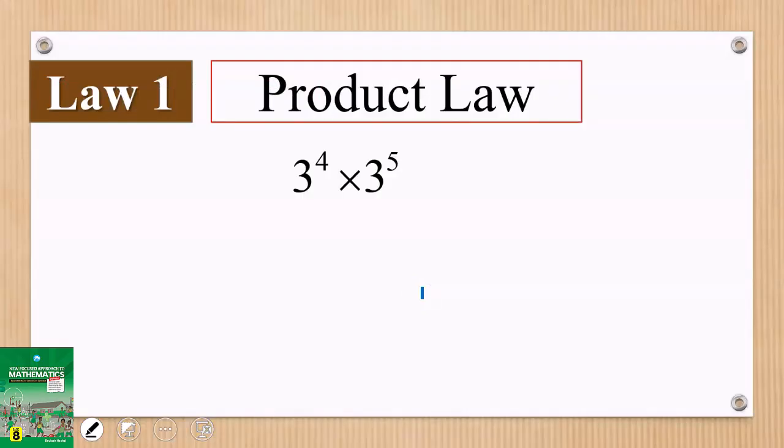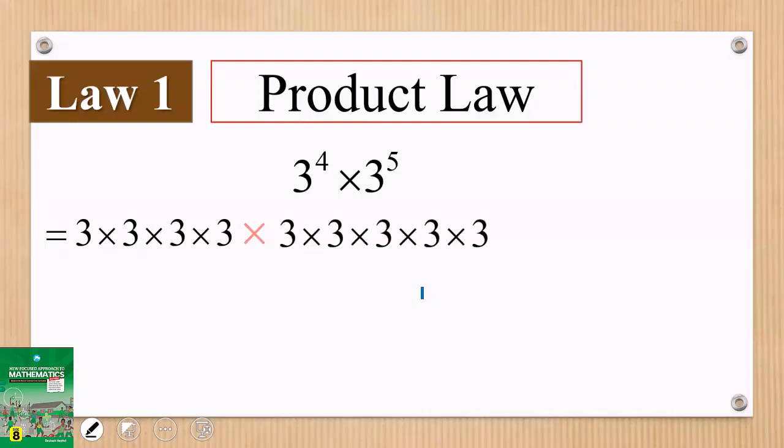Let's say I have 3 to the exponent of 4 times 3 to the exponent of 5. What it means is that 3 to the exponent of 4 simply means I'm multiplying 3 four times, so 3 times 3 times 3 times 3, then times another 3 times 3 times 3 times 3 times 3, five times. When I put all of them together, I'm going to have 3 to the power 9 because there are 1, 2, 3, 4, 5, 6, 7, 8, 9 of the 3. So I can write it as 3 exponent 9.